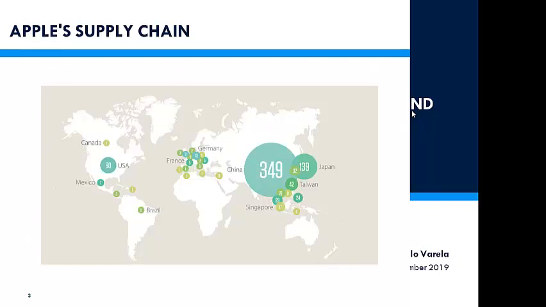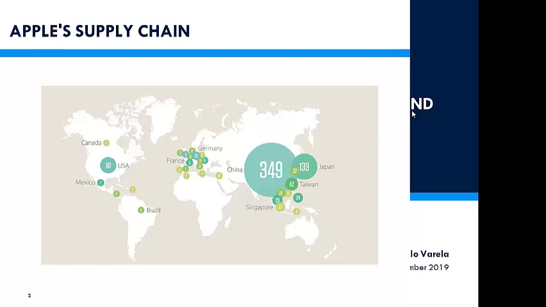If you look at the number of firms contributing to the production of this little device, you have 349 companies in China working on producing an iPhone. You have about 60 companies in the United States. You have companies in Brazil, Mexico, Japan, Taiwan, Singapore, Germany, and so on. All of these companies are working to produce one single item that is assembled in China and marketed by an American company. That is perhaps the most prominent example of a global value chain.